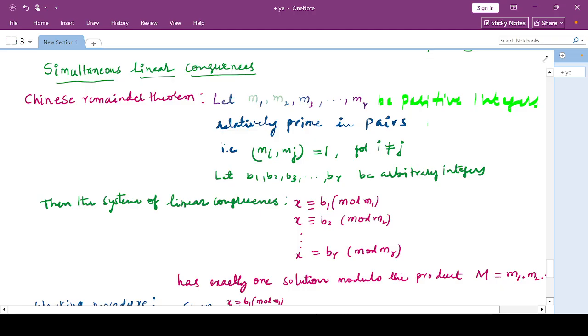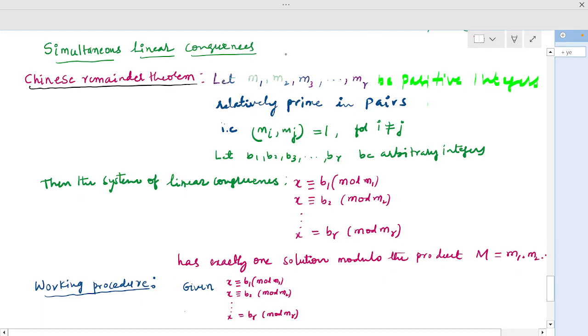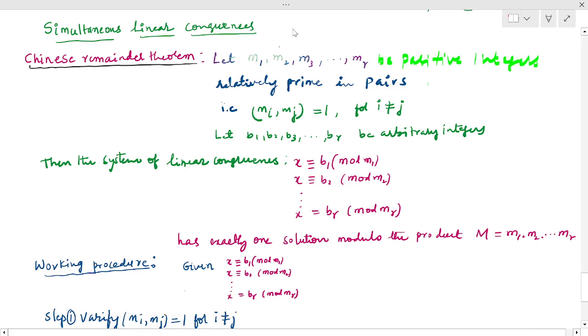In this video we are discussing an example based on simultaneous linear congruences. Before discussing simultaneous linear congruences, first let us know what the Chinese remainder theorem is. What is the Chinese remainder theorem? It is very easy, students. Look at how it is.